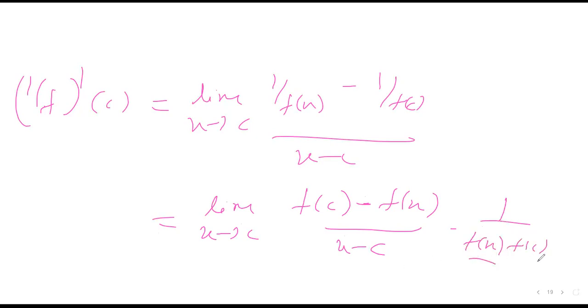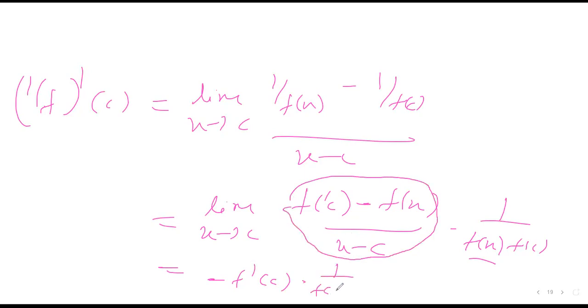We know that fx is non-zero, fc is non-zero, and fx is continuous, because if it is differentiable, then it has to be continuous. So from this, I know that this term is minus f dash c, and this term will be 1 upon fc into fc. This will give me minus f dash c upon f of c square. So these are very straightforward proofs that you can easily do.